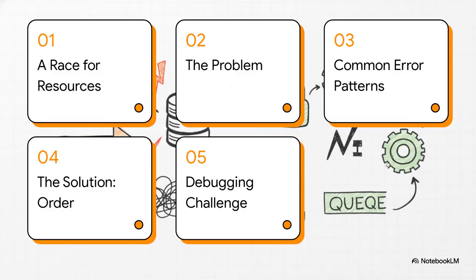Okay, so how are we going to tackle this messy topic? Well, we've got a roadmap. First, we'll define what a race condition actually is, that race for resources. Then, we'll see how it makes code totally unpredictable. After that, we'll dive into the common ways this error shows up. Then, the good part, the solution for bringing order to the chaos. And finally, we'll talk about why these things are so incredibly hard to hunt down and fix.